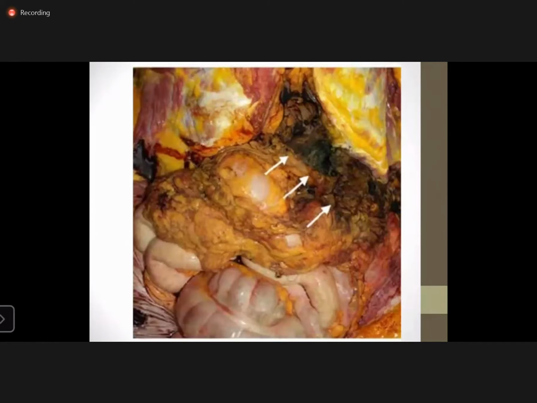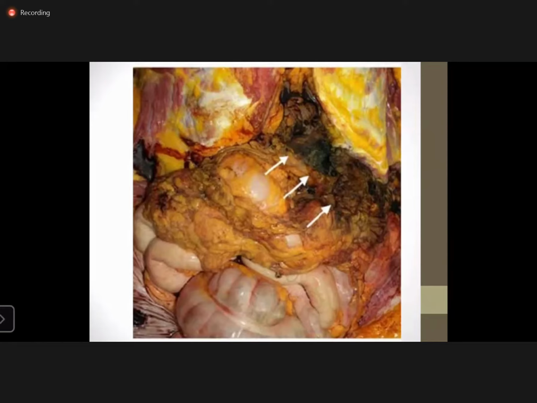These are the internal organs here. Also, you can see the yellowish coloration given to all the organs. Skin, you can appreciate here, wherever the nitric acid has been splashed, the skin is yellow.